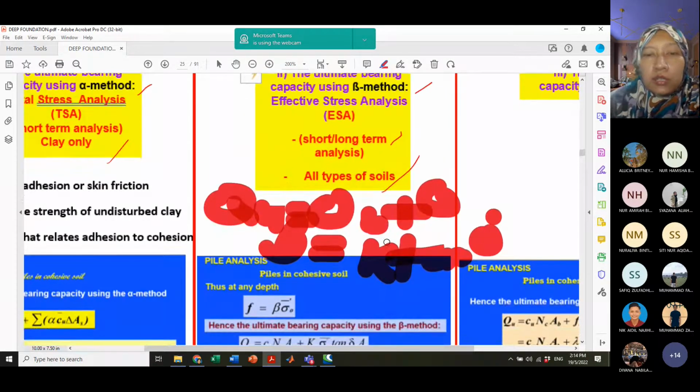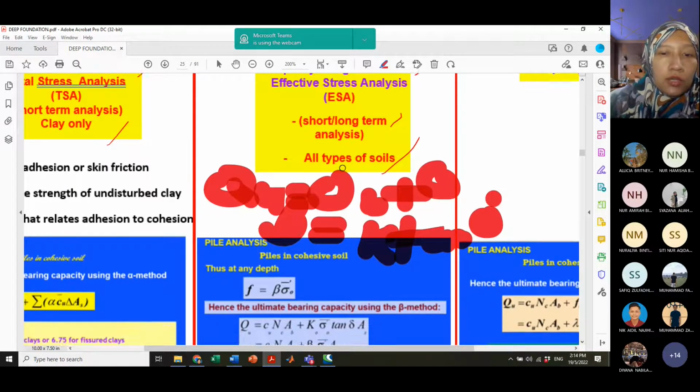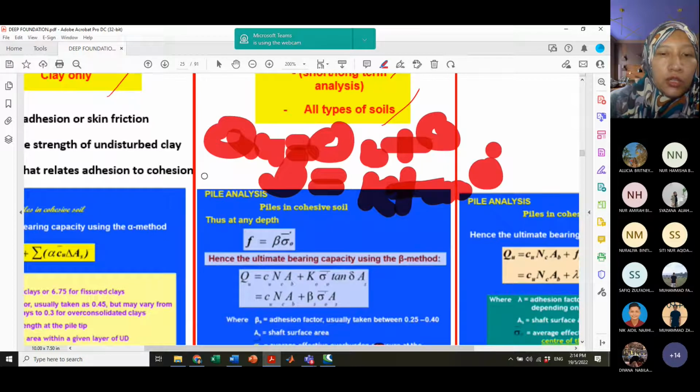So in the beta method, it is analyzed for effective stress analysis, applicable for short and long-term analysis. Kalau untuk clay ni, dia lebih sesuai untuk long-term analysis lah. So the replacement from alpha to beta, where the beta is K not tangent delta. So kalau you elaborate lebih tu, you akan nampak lah the QB is a CU and CAS, AB plus dengan QS, which K not average overburden pressure tangent delta times dengan AS.